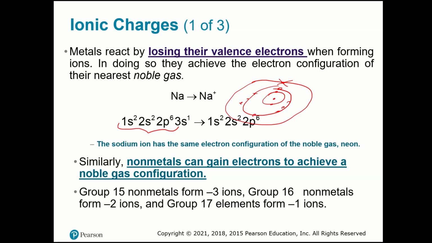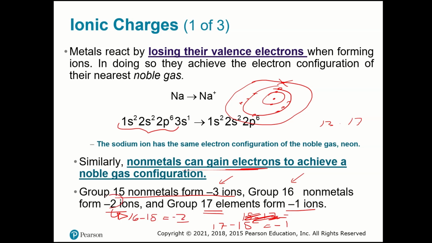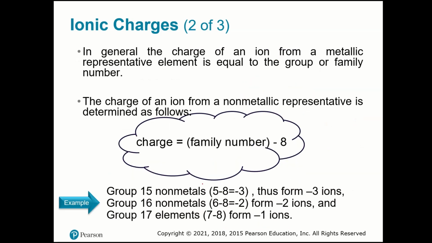Similarly, non-metals can gain electrons. All the elements in groups 13 to 17 can get electrons. So group 15, for example, forms -3 ions, group 16 forms -2, and group 17 forms -1. See, it's 17 minus 18, because 18 is the noble gas, and they all want to be like the noble gas to be stable, so it will be -1. And here, group 16, so 16 minus 18, so -2. See, it's easy to find out.